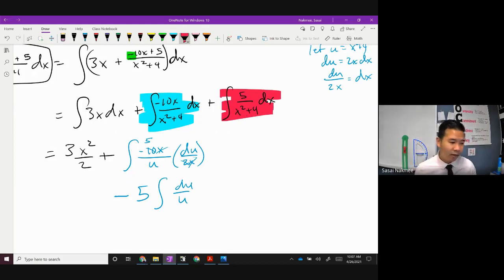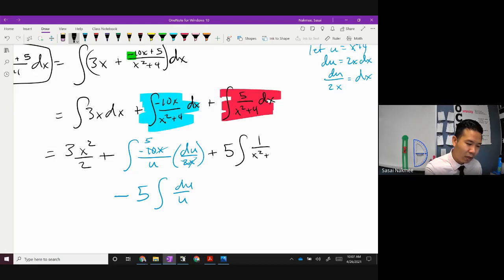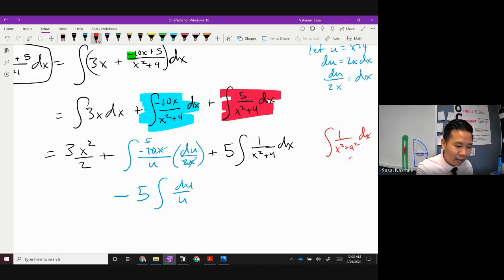In red, I don't think that's going to use substitution. Instead, I'm going to take that 5 out and write that in front. And then over here, I'm going to have the integral of 1 over x squared plus 4 dx. If some of you are familiar with this, this is very similar to the integral of 1 over x squared plus a squared dx, which is arctangent. Very good, Monica. Now, our a squared in this case is 4, which means a is equal to 2.